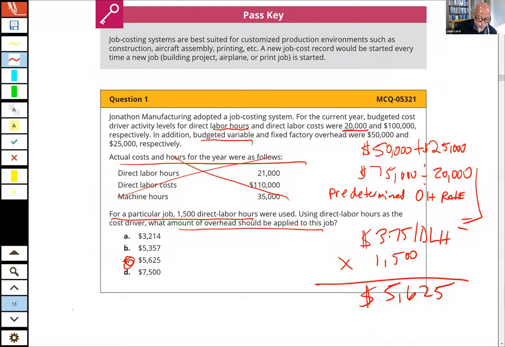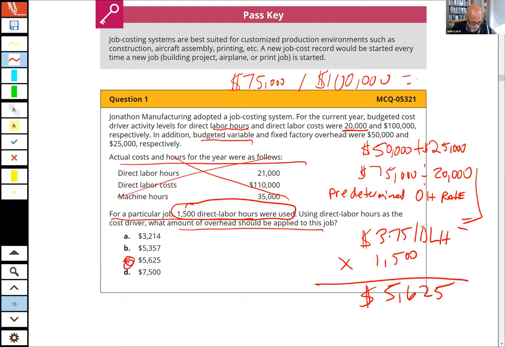Well, if they had told us that they use direct labor dollars as the driver, then I would have taken the 100,000, which was the budgeted direct labor hours, and I would have divided that by the 75,000. So it's really whatever the problem would have ended up telling me they were using to apply the overhead.